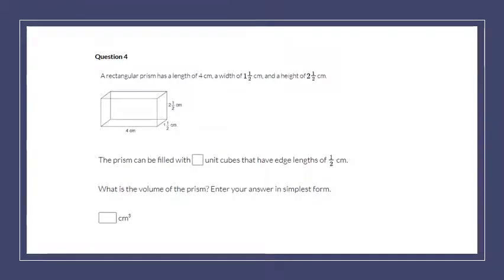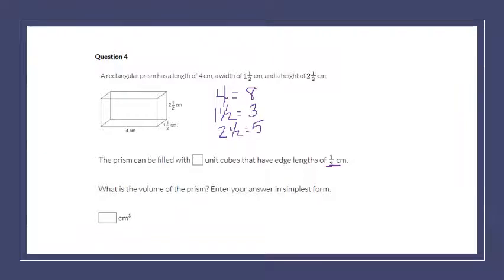Okay, a rectangular prism has a length of 4, a width of 1.5, and a height of 2.5. We're going to split them by a half here. So how many half-centimeter blocks can we fit? In the 4, if we divide 4 by a half, we get 8 blocks. And 1.5 divided by a half, that would be 3 blocks. And 2.5 divided by a half, that would be 5 blocks.